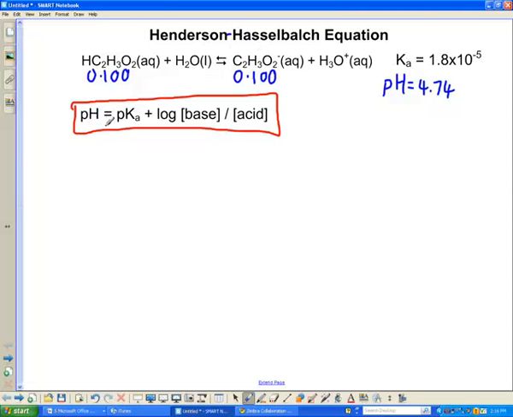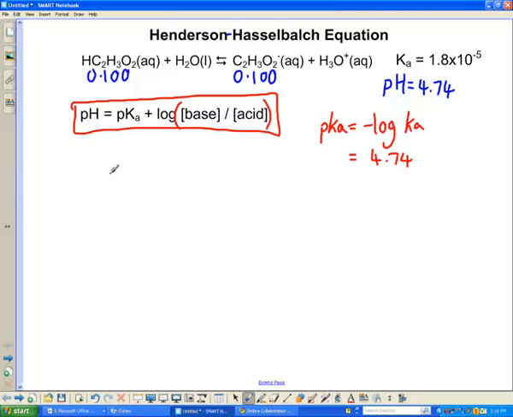So the pH is equal to the pKa of the acid plus the log of the concentration of the conjugate base over the concentration of the acid, and that's the log of everything here. Okay? So the only thing that we don't have at this point is the pKa, but we do have the Ka. And I'm sure you remember that pKa, just like pH, is equal to the negative log of the Ka. And when we do that, what we get is 4.74.